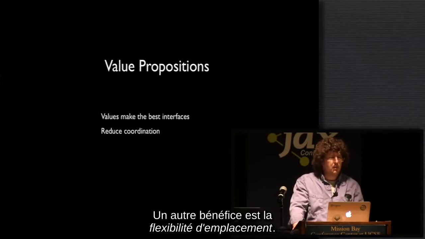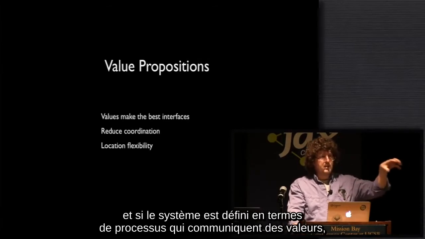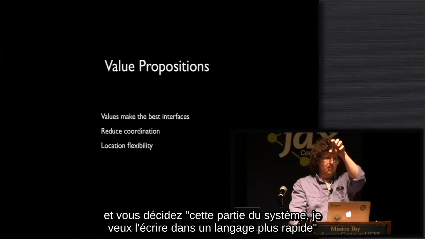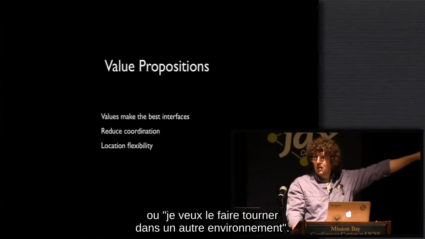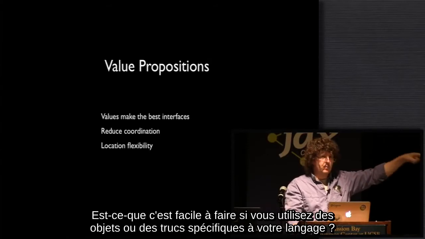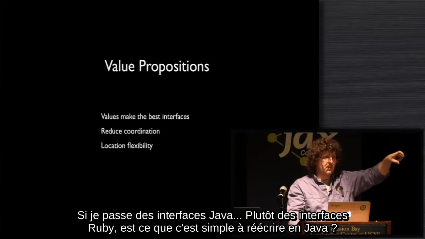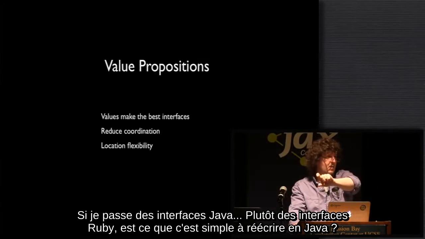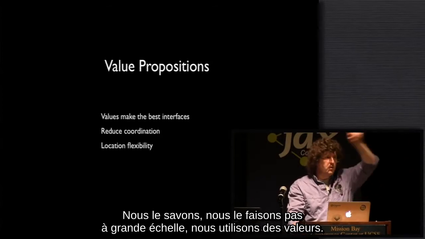And another benefit we get is location flexibility. If in the small, you build a system, and the system is defined in terms of processes that are communicating values, and you decide, you know what, that part of the system, I want to rewrite that in a faster language, or I want to run it on a different box. Is that straightforward to do if you're using objects and specific things related to your programming language? If I'm passing Java interfaces, or let's say Ruby interfaces, is it easy for me to rewrite that in Java? No.